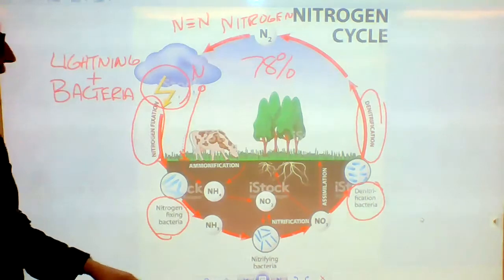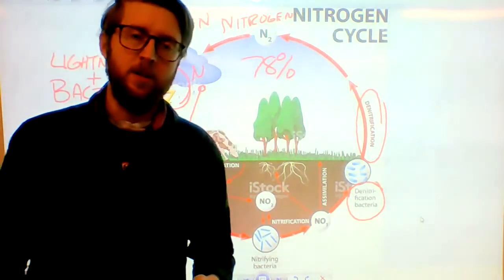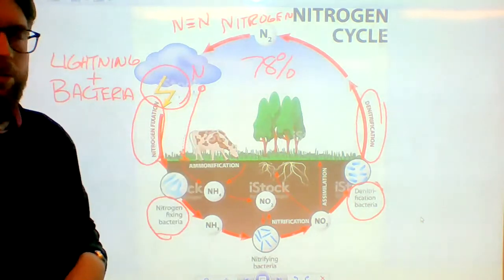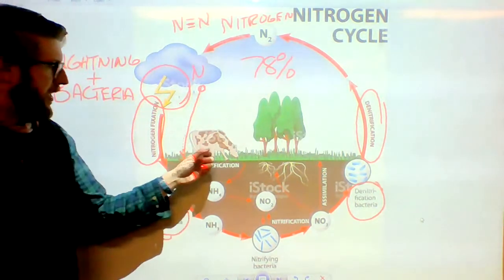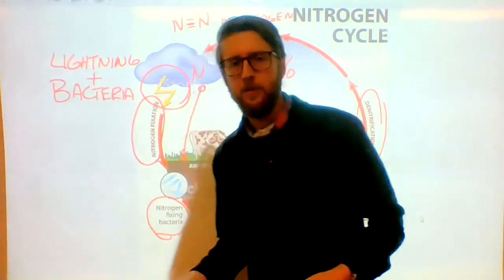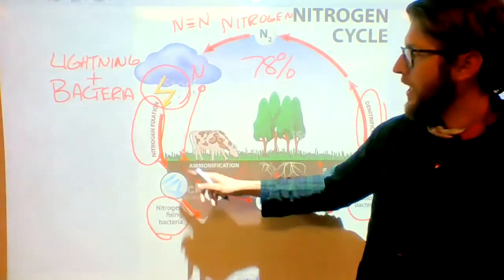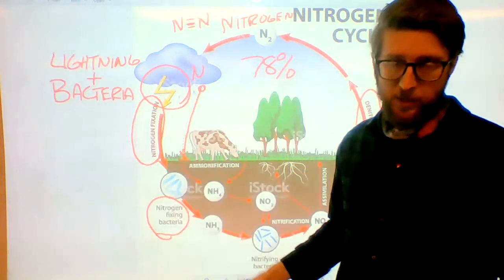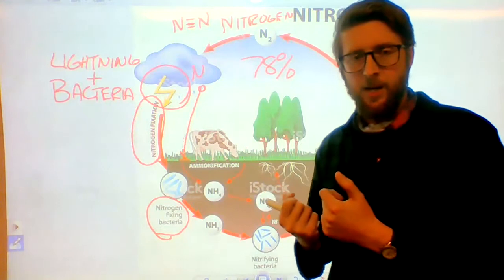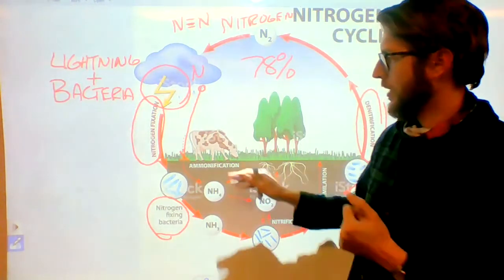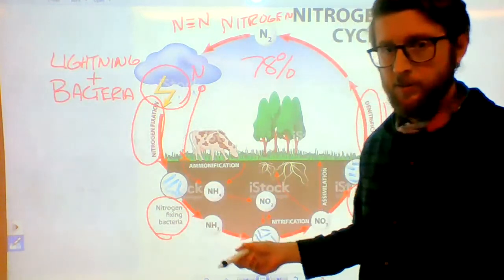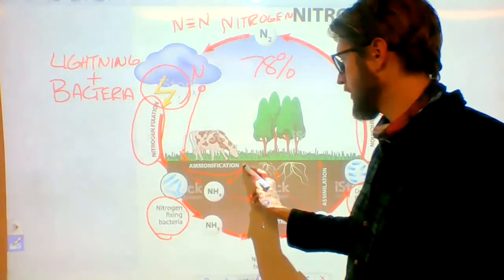Okay. Another thing that puts nitrogen into the soil is animal waste. Okay. So cow urine, or in this case it's a cow, but it could be any animal. And also solid waste, poop. Okay. Those things can be broken down by fungi and bacteria that are in the soil into this thing that we call ammonia. Okay. And that's called ammonification.